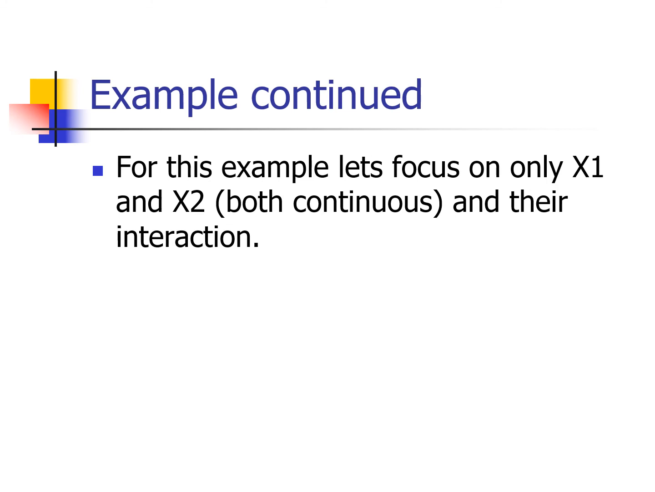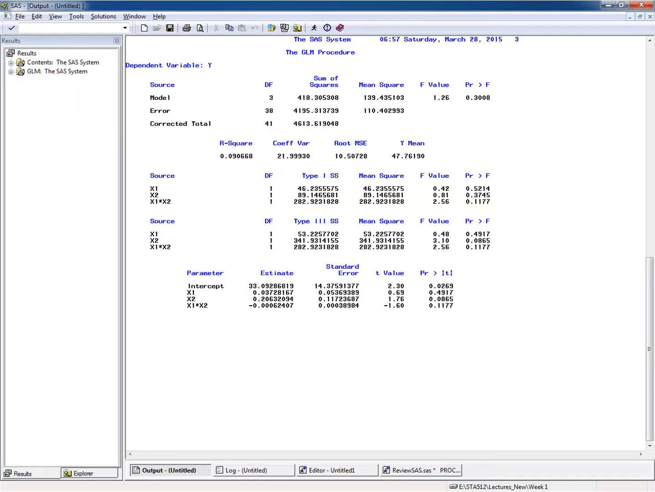Now for this example, let's just focus on X1 and X2 because I want to spotlight an example of interaction between two continuous variables. So let's focus on X1 and X2. So here it is. I ran it through GLM because, like I said, it's actually a little bit easier in GLM because you don't have to build the interaction term in a data step. You can just do X1 times X2 in the model statement. And so that's what I did here.